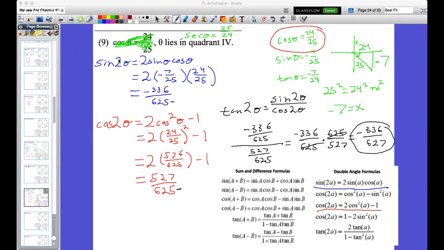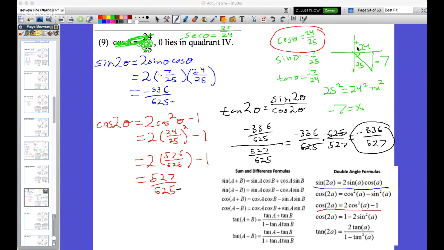We had the sine double angle. First, we had the secant here. The secant of an angle was 25 over 24. Well, we have to think, what's the reciprocal identity of secant? Cosine. So that's going to give me cosine of an angle to give me 24 over 25. And so this is going to be cosine of 24 over 25.